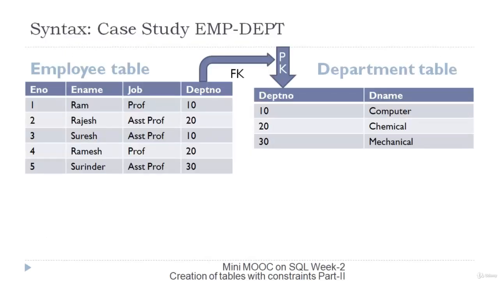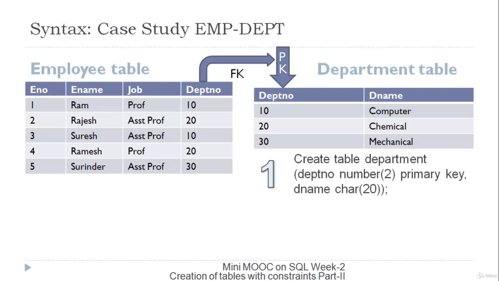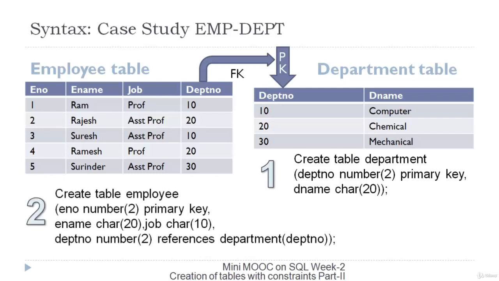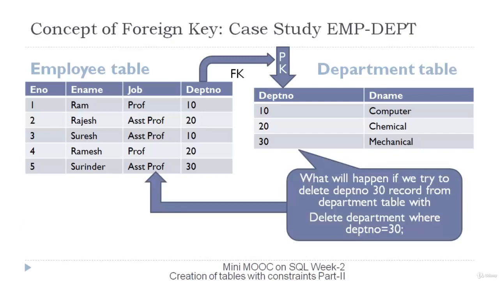Now let us implement foreign key on employee department database. First step will be to create master department table. For this, department number is primary key. Second step will be to create employee table, and in this department number is foreign key and it refers department table's department number for validation of its value. Let us consider a case where user tried to delete department number 30 record from department table.